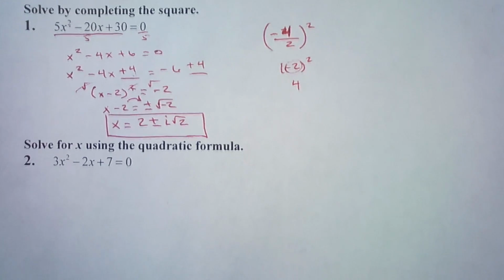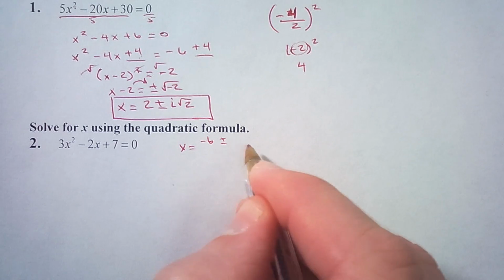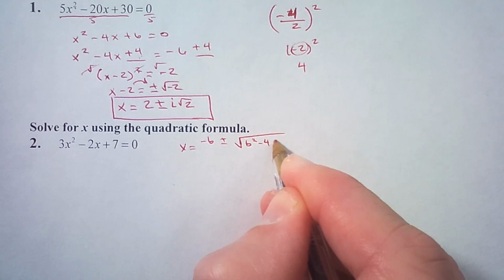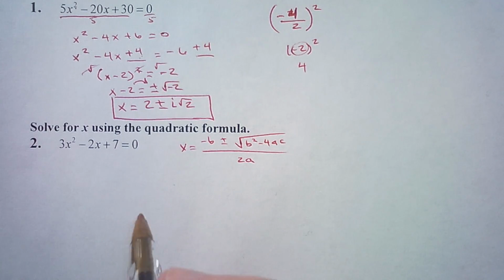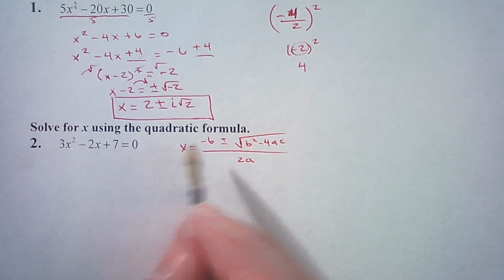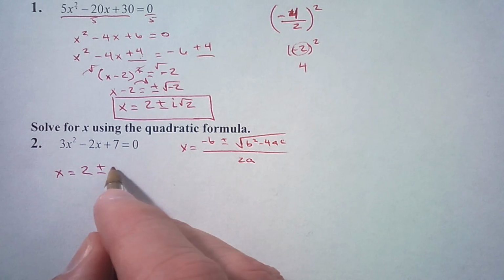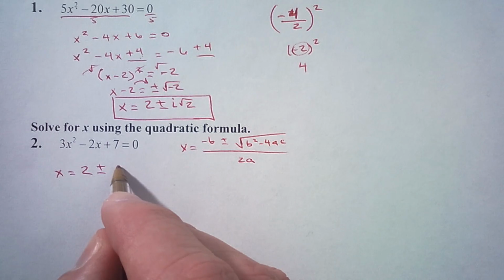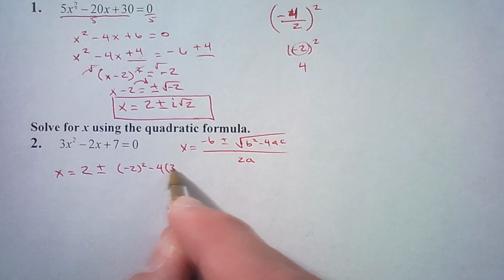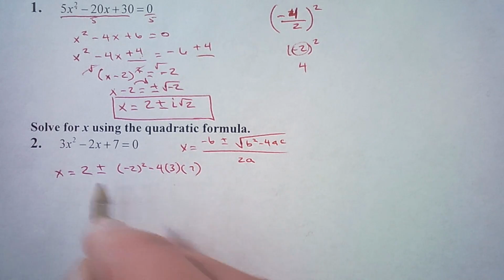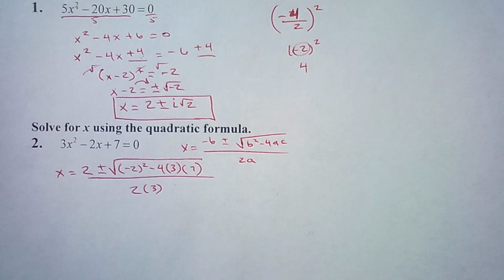And then solve by quadratic formula. So that's x equals opposite of b plus or minus the square root of b squared minus 4ac all over 2a. Okay, so b is negative 2, so that means opposite of b is positive 2, plus or minus the square root of, and I'll put that radical on later, b squared, so that's negative 2 squared, minus 4 times a, which is 3, times c, which is 7, all over 2 times a.